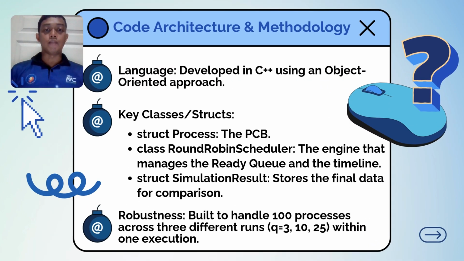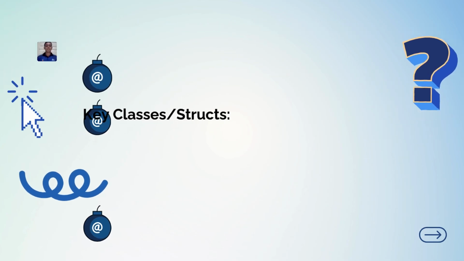Code architecture and methodology. Language: developed in C++ using an object-oriented approach. Key classes: struct Process, the PCB; class RoundRobinScheduler, the engine that manages the ready queue and the timeline; and struct SimulationResult, which stores the final data for comparison. Robustness: built to handle 100 processes across the three different runs, Q equals 3, 10, and 25, within one execution.